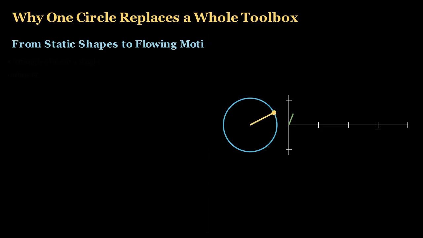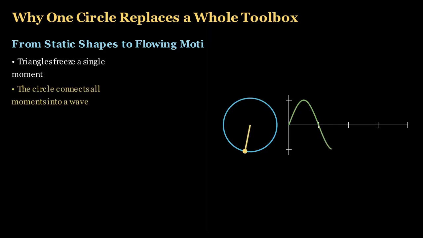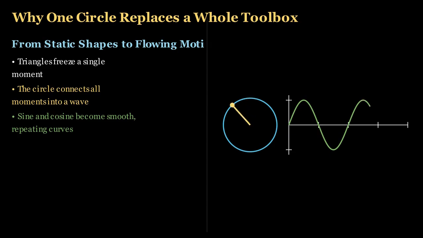A triangle is just a snapshot. But as the angle grows, the height traces a perfect wave, the same shape that describes sound, light, and tides. One circle unifies static shapes and flowing motion.